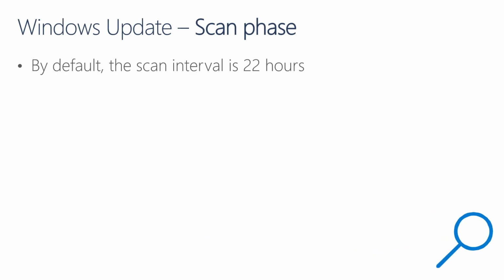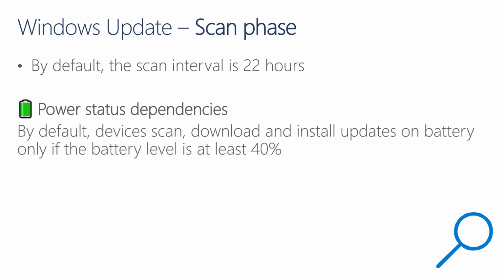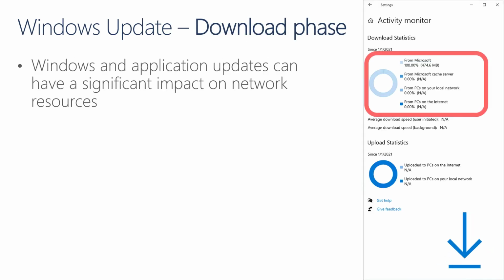I mentioned that devices regularly scan the Windows Update services to see if new updates are applicable. Well, there's a default interval, which is 22 hours. We also have power status dependencies, and we have power status dependencies for all four phases. By default, if a device is running on battery, it can scan, download, and install updates only if the battery is at least 40%.